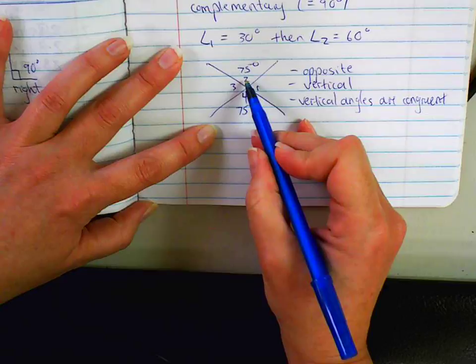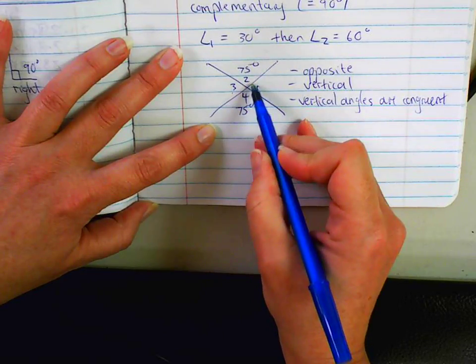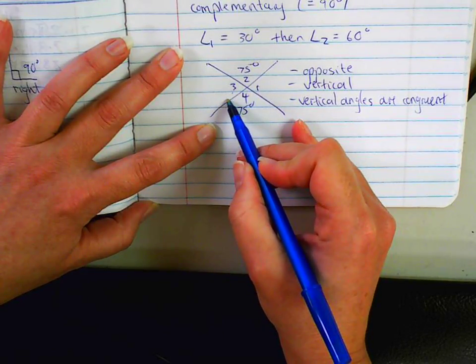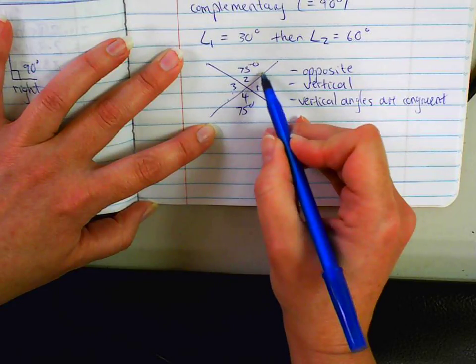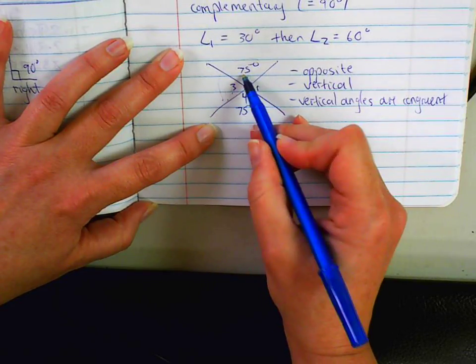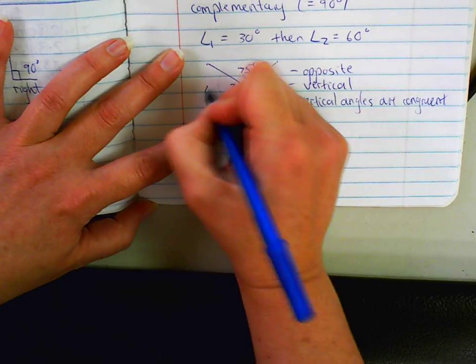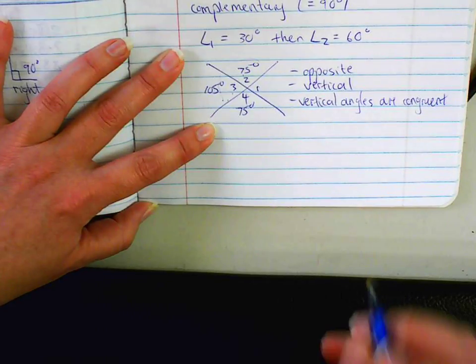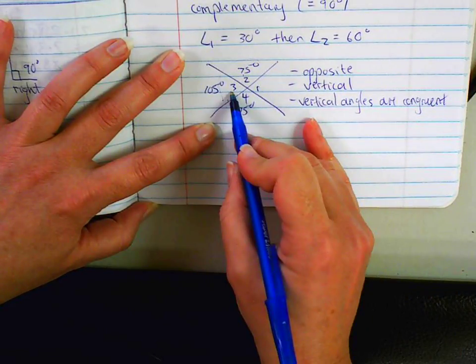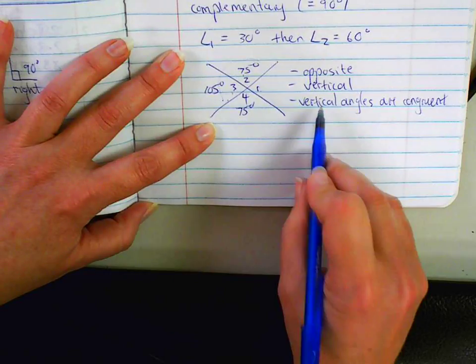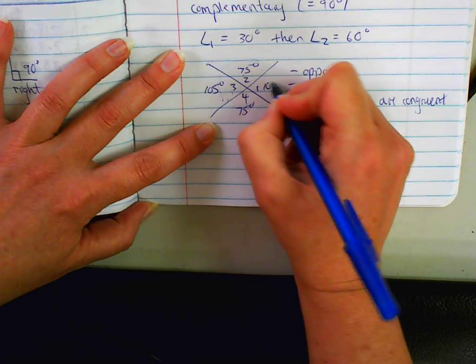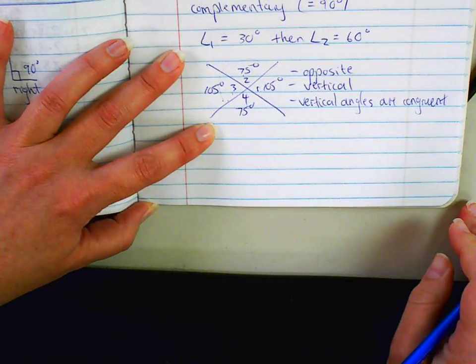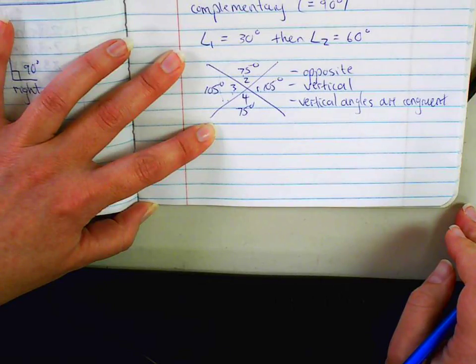Okay, now check this out. Isn't it true that angle 2 and angle 3 lie on a straight line? Yeah, so I can now go 180 take away 75 is 105 degrees. But look at this: angle 3 and angle 1 are vertical, so angle 1 must also be 105 degrees.